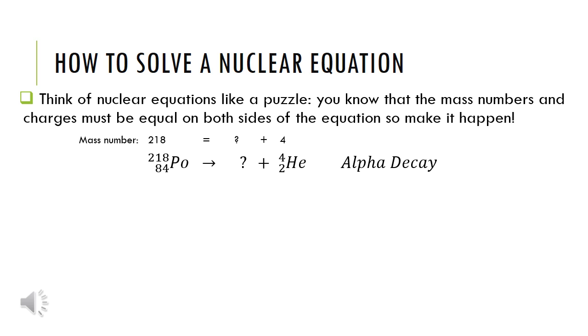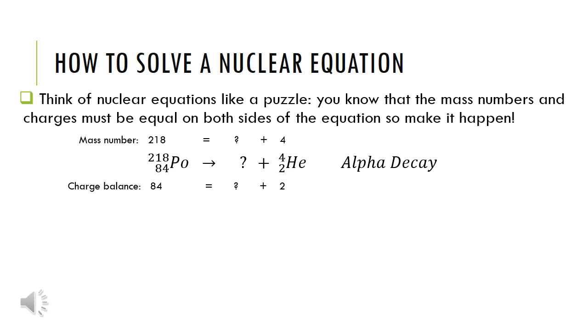So the mass number of polonium is 218, and that has to equal something plus 4. So let's do some basic subtraction. So 218 equals what plus 4? So 214 plus 4 equals 218. So now I know that the missing piece, or the missing element, must have a mass number of 214.